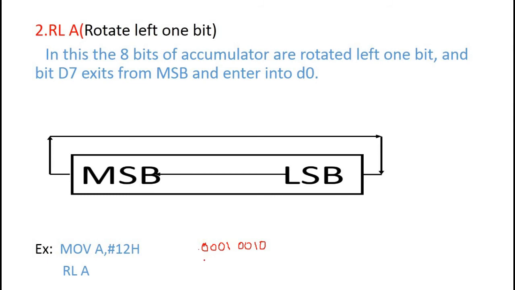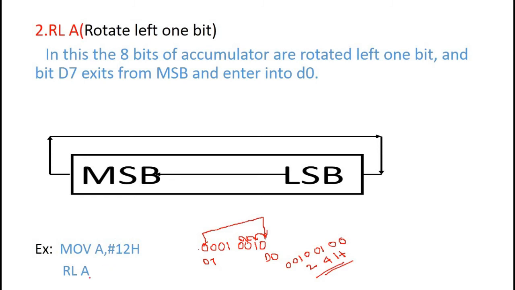So now what happens? If I take this as D7 and this one as D0, after the rotate left operation, this MSB will shift to the LSB. Correct? And now this will be shifted like this, and this will be shifted like this, and this like this. We get 0, 0, 1, 0, 0, 1, 0, 0. So the answer we get after the rotate left operation is 2 and 4, that means it is 24H.